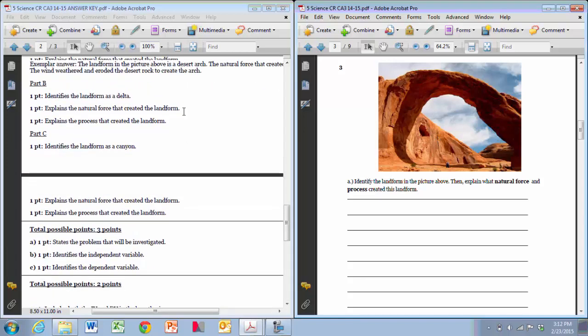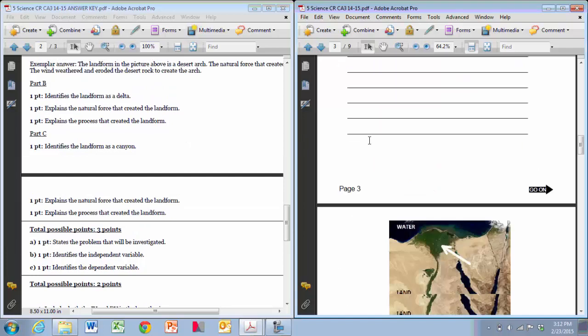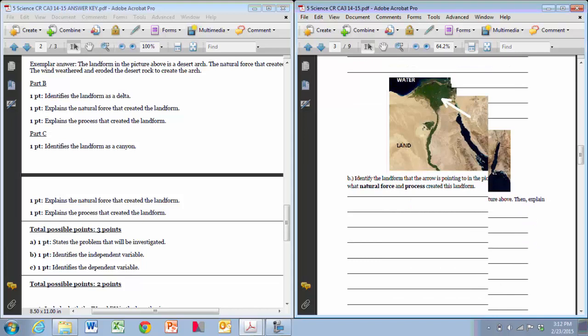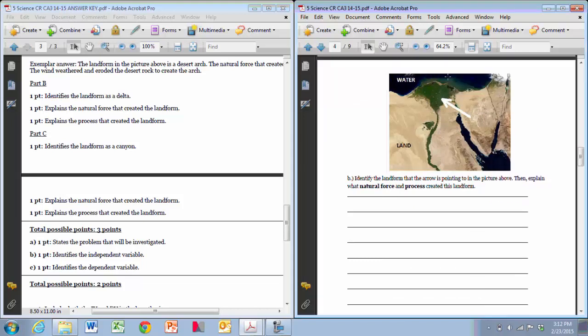For part B, this is the landform right here that it is asking scholars to identify and to note the natural force and process that created the landform. So this landform is a delta, and scholars should write that deltas are formed from the deposition of sediment carried by a river as the water flows slow down at the mouth of a river. So the landform's name is a delta. The natural force is deposition, and the process is flowing water.